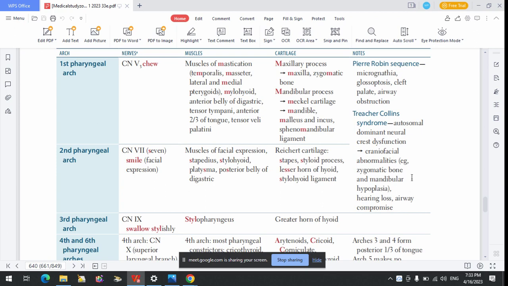You'll have mentioned your sphenomandibular ligament separately before, and now you remember the maxillary and mandibular processes. The mandibular process will give Meckel cartilage and the mandible. That means you are done. You already know what is coming from your Meckel cartilage, your malleus and your incus. Very easy.